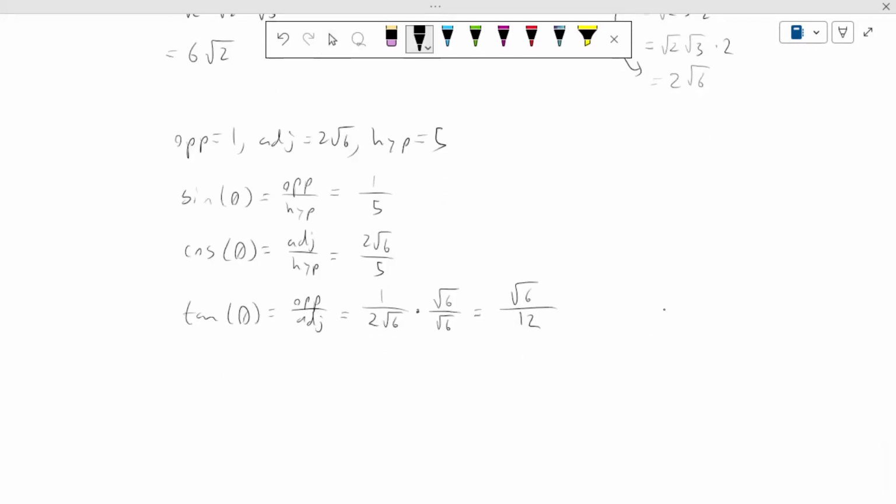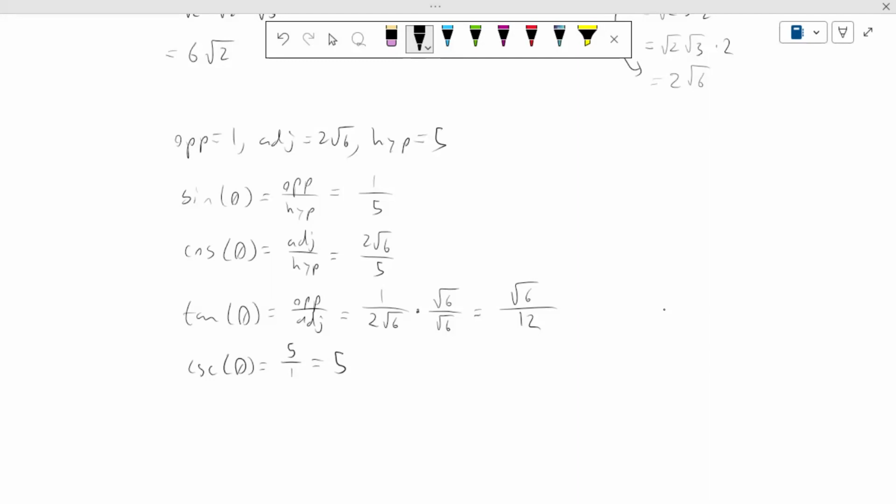All right, so that's 3 functions there. Let's go on to the next one, cosecant of theta. The definition of that is hypotenuse over opposite. I'm not going to write that down, though. I want us to get used to the fact that cosecant of theta is just the reciprocal of sine of theta. So here I have sine of theta is 1/5. I'm going to take the reciprocal of that, which is 5 over 1, otherwise known as 5.